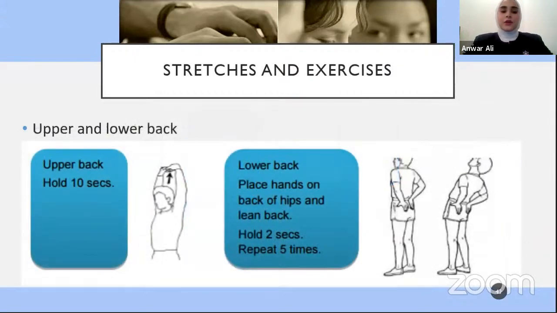For your upper and lower back, hold your hands straight up and hold it for 10 seconds. Stand up and, for the lower back, place hands on the back of your hip and lean back slightly. Hold for 2 seconds and repeat 4 or 5 times. That will release the pressure on your back.